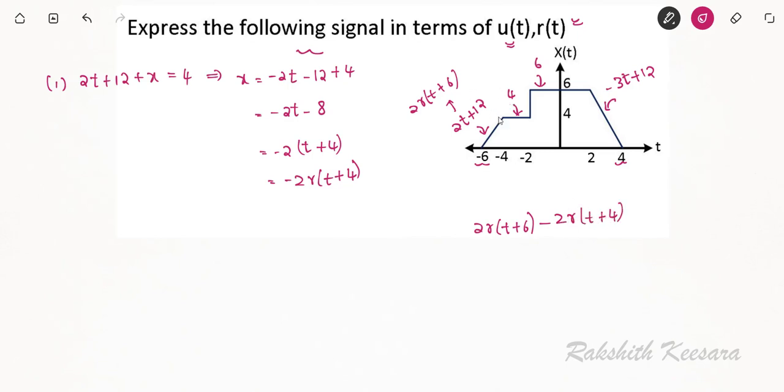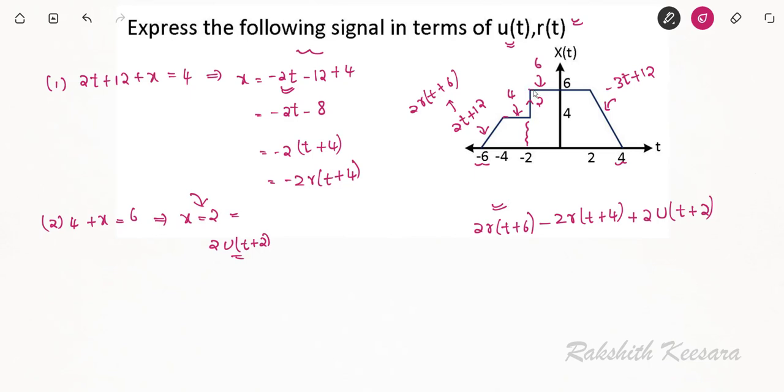Next, after this, here a unit step is involved. That is, my amplitude is increased by 2 at the point -2. So I should add plus 2 into u of t plus 2. Otherwise, you can follow the general method, that is, for 4 I am adding something so that it is becoming 6. From this x will be 2. Here no t term is involved, so we should understand this is a unit step function. We should write 2 into u of t plus 2. That's it. Otherwise you can follow the shortcut.